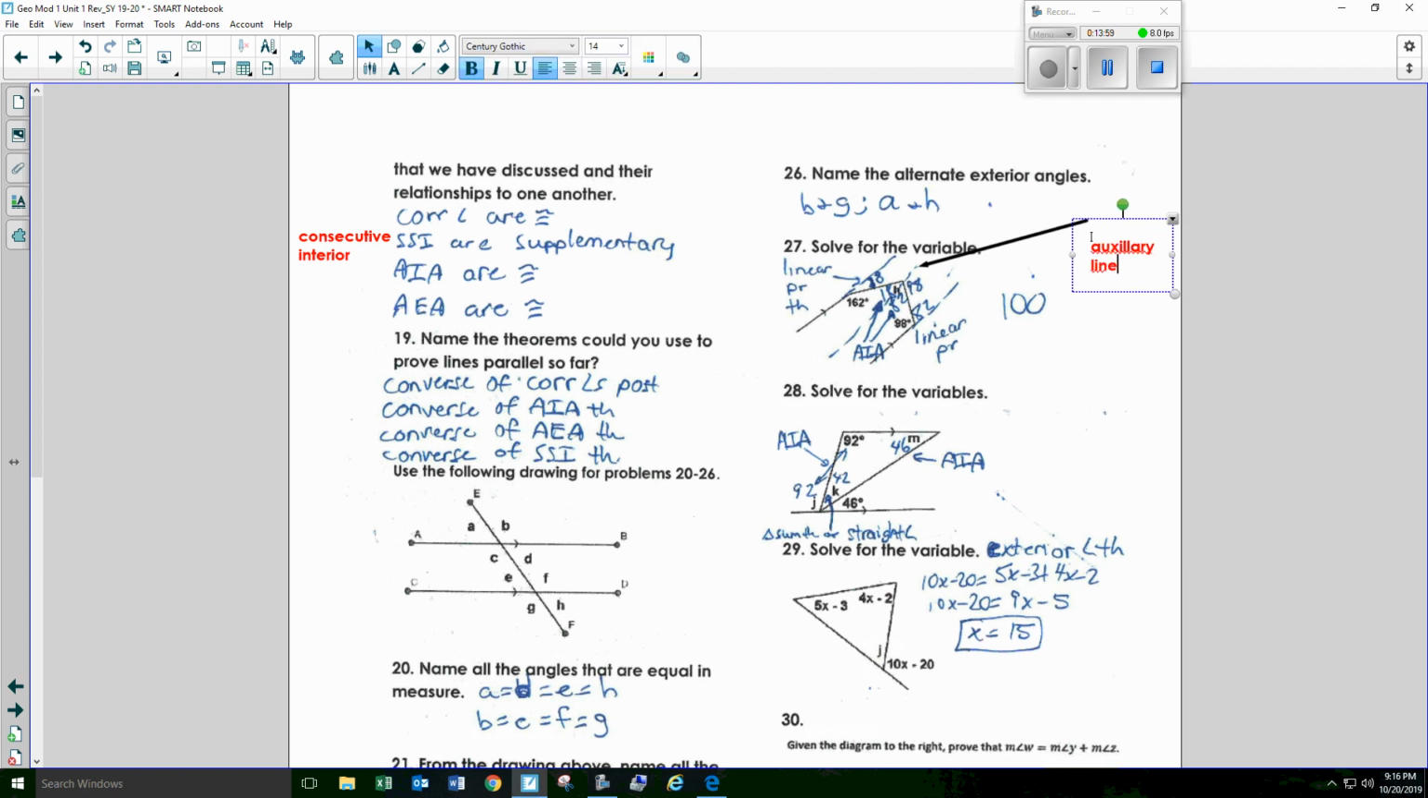Auxiliary line. Okay, or line segment if you want to say, because we actually didn't put arrows on it, so it's really a line segment. But if they ever ask what is that called, it's called an auxiliary line. Okay, that'll just be a vocab question.